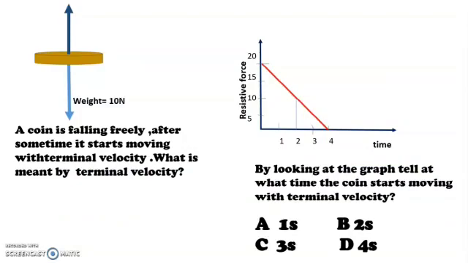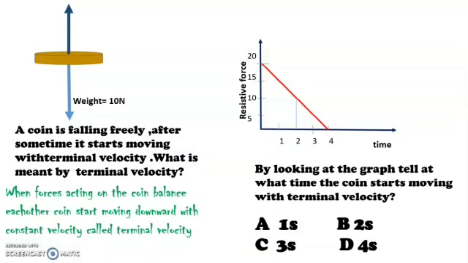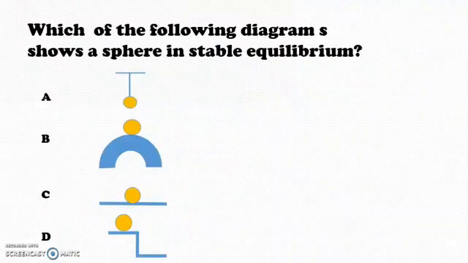Next is, a coin is falling freely. After some time it starts moving with terminal velocity. What is meant by terminal velocity? When the forces acting on a coin balance each other, coin starts moving downward with a constant velocity called terminal velocity. Next question is, by looking at the graph, tell at which time the coin starts moving with terminal velocity. Options are 1 second, 2 second, 3 second or 4 second. The correct option is B, that is 2 second.